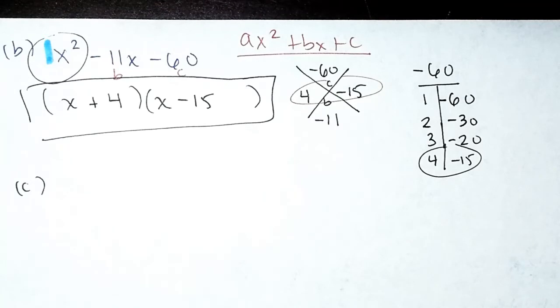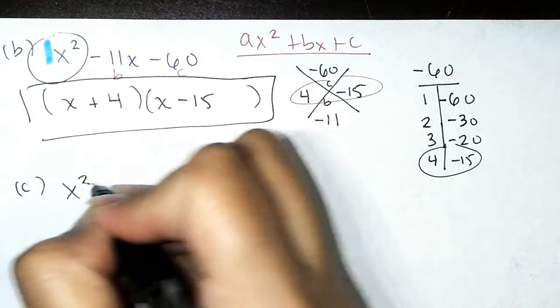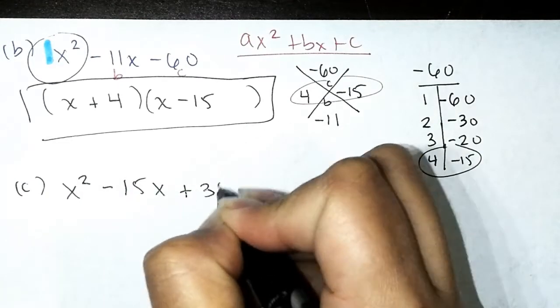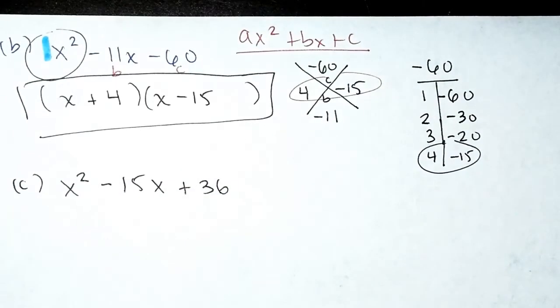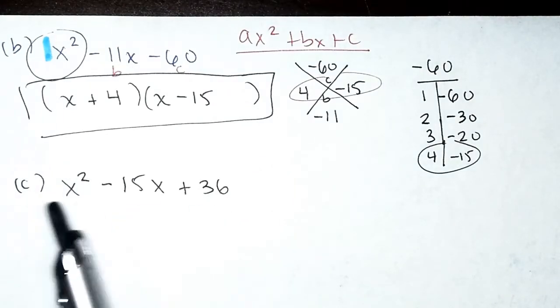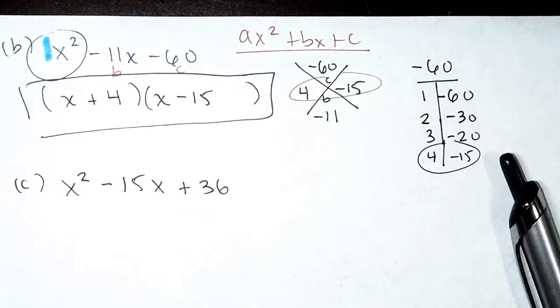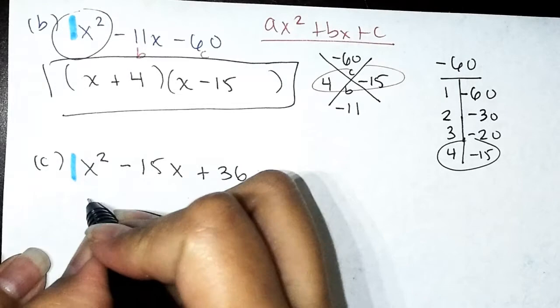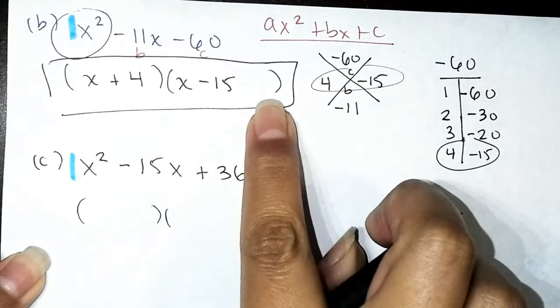Problem C, we have x squared minus 15x plus 36. All right, so the first thing we need to do is watch out for common factors, but we don't have any. Cool. Trinomial. Is the leading coefficient 1? I hope so. In this case it is. So if the leading coefficient is 1, we're going to go to attack mode. Throw down parentheses.